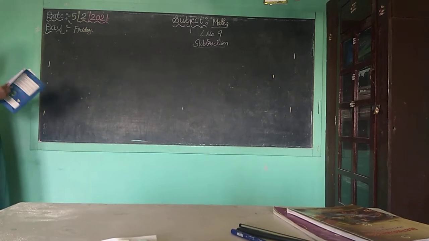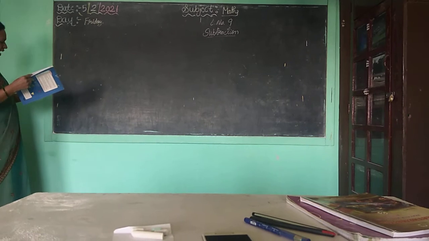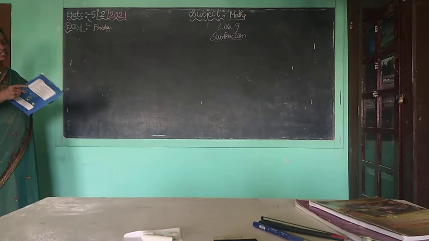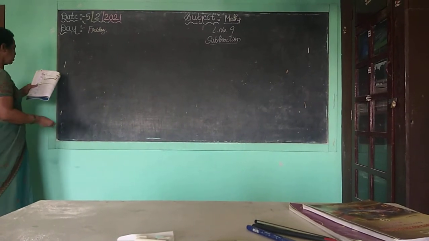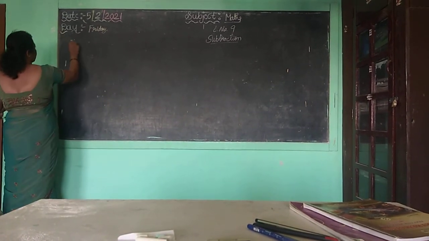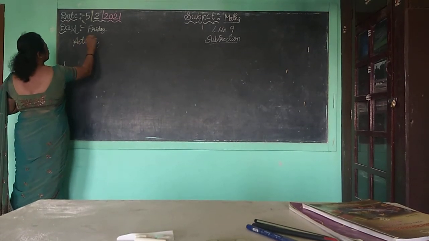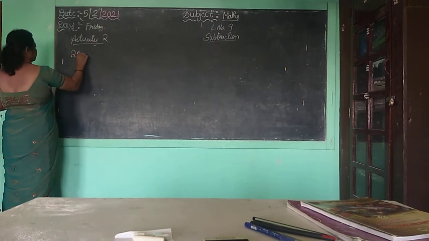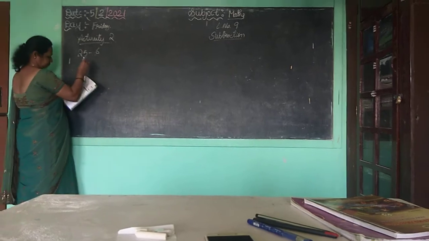Coming to page number 58 in your textbook. See, activity 2. Subtract the following. Count backwards from 25. You have to come backward counting from 25, children. See here. Subtract, activity 2. Count backwards, okay?